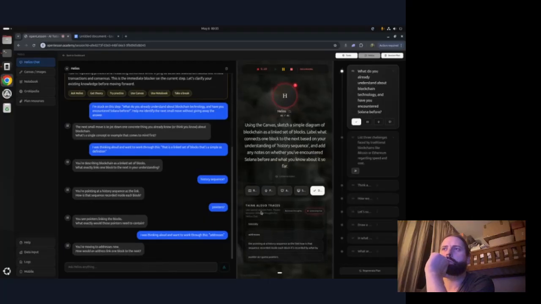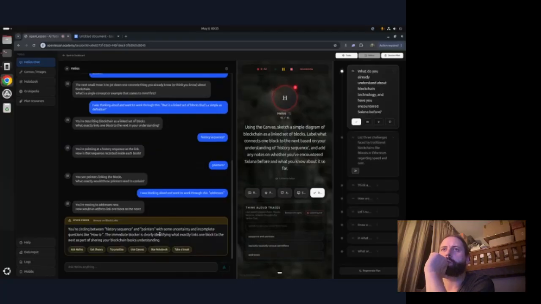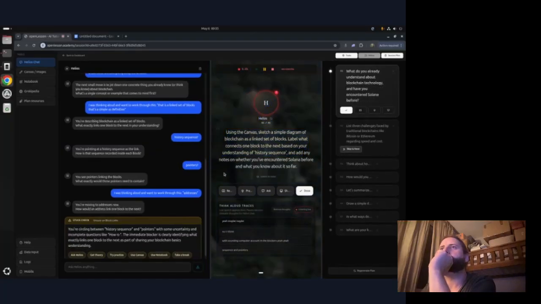Basically unique identifiers. You sort them between history sequence and pointers, with some uncertainty and incomplete questions. Yeah. No, I think, yeah, maybe I do need some theory in these.